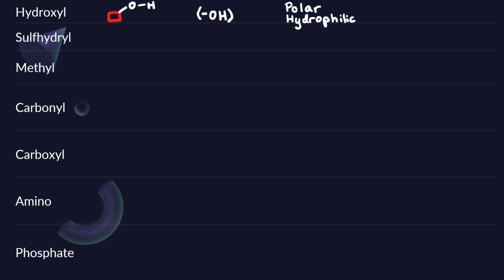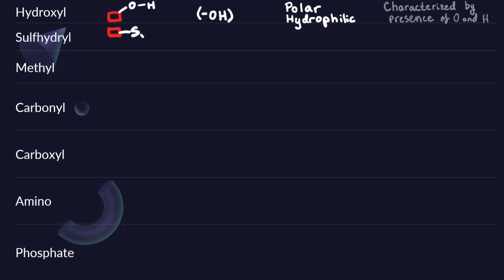Remember, water's polar, so if we're dealing with a polar molecule, that means we're also likely dealing with something that is attracted to water, or something that's hydrophilic. So this is characterized by the presence of an oxygen and a hydrogen simple structure. Okay? Next we have our sulfhydryls.